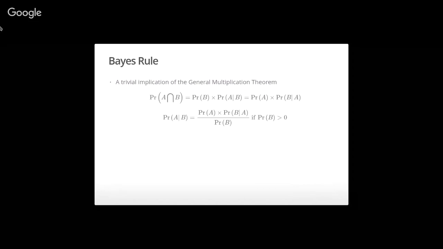So although I said there's only two main important rules in probability, there's actually a third one, which is even more important than the previous two, but it's a pretty trivial implication of the general multiplication rule. And this is known as Bayes' rule. Because the probability of A and B can either be written as the probability of B times the conditional probability of A given B, or it can also equivalently be written as the probability of A multiplied by the conditional probability of B given A, I can just rearrange that.